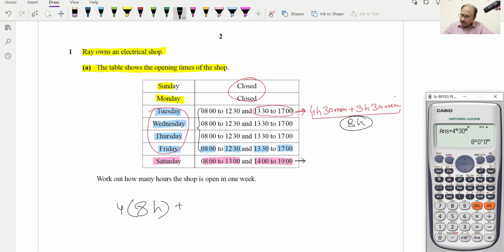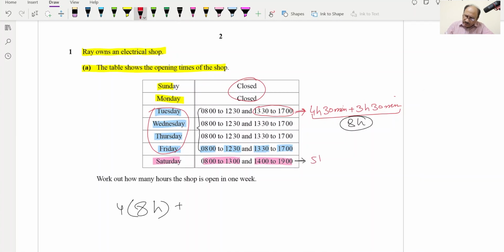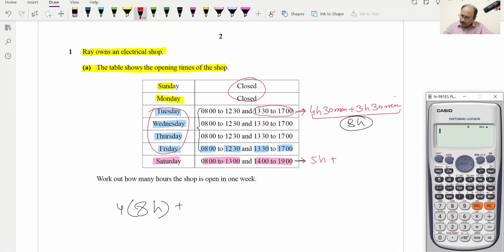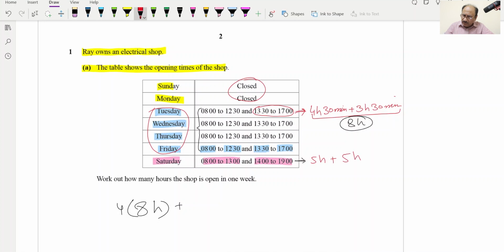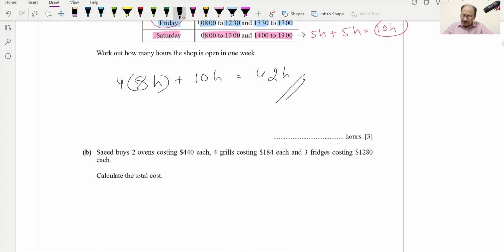Time for Saturday will be how many hours? This will be 13 hours minus 8 hours, and this will be equal to 5 hours. We can write here 5 hours, and plus the timing is 19 hours minus 14 hours, and this is equal to 5 hours again. So 5 hours plus 5 hours, this will be 10 hours time. So we will add 10 hours, and 32 plus 10 will be 42. So we can write 42 hours, and this will be our answer, which we can provide over here. This is the 3 marks part, which we are done.